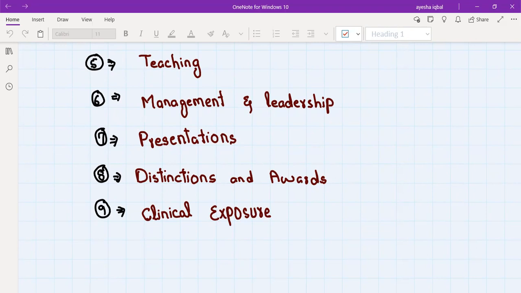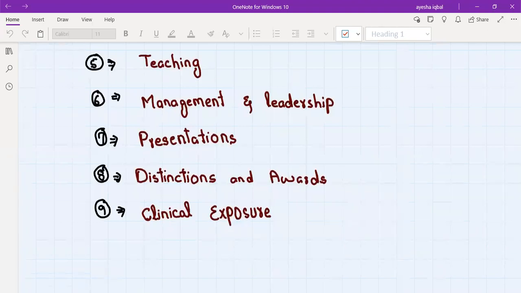The ninth point here is clinical exposure. So this is a clinical exam. It's all about the clinical knowledge and clinical skills. So try to get as much clinical exposure as possible when you are a medical student. Try to interact with patients as much as possible. Try to improve your history taking skills, your examination skills, your communication skills. When you are in your house job, try to talk to the patient as much as possible. Try taking a good history from each and every patient.